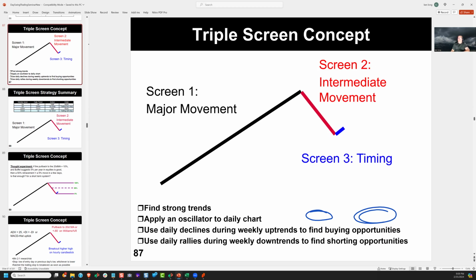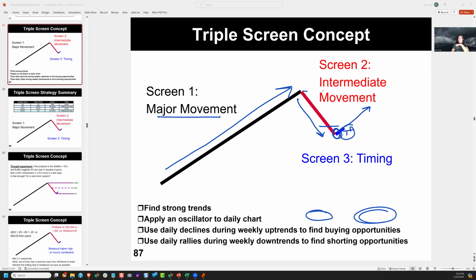On screen number 1, the higher time frame, there was some major movement, a major positive move. Then on the intermediate term, the daily, there's a pullback below the 20-day moving average. And then on the hourly chart, there's evidence of an hourly breakout, which tells you that it might be recovering.